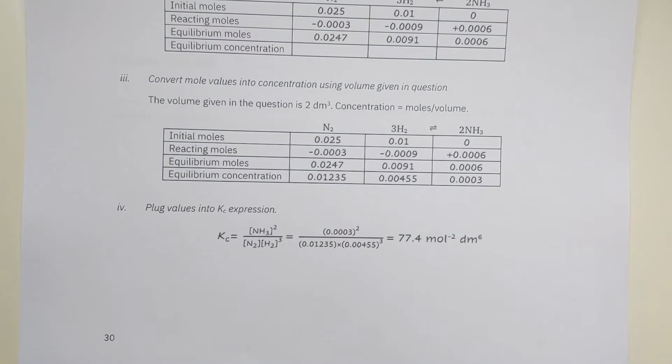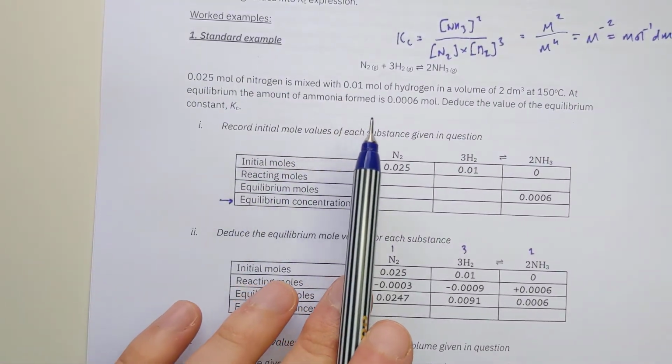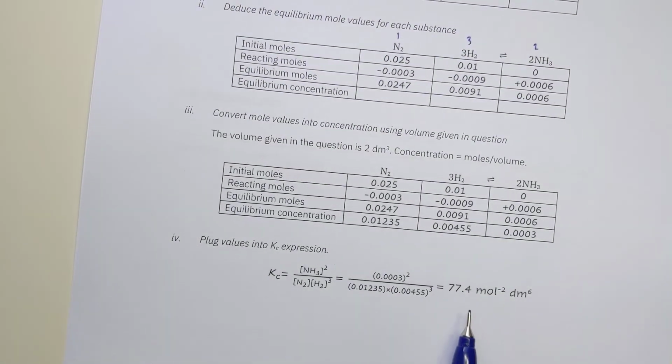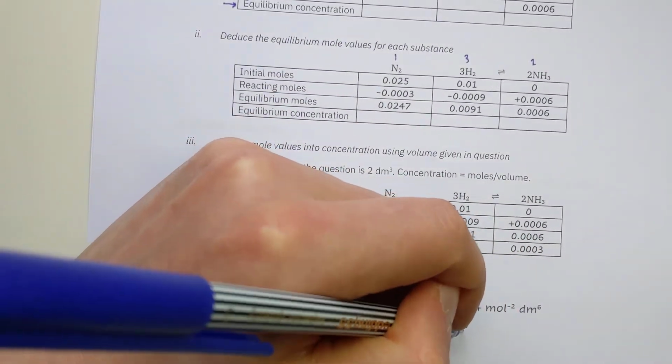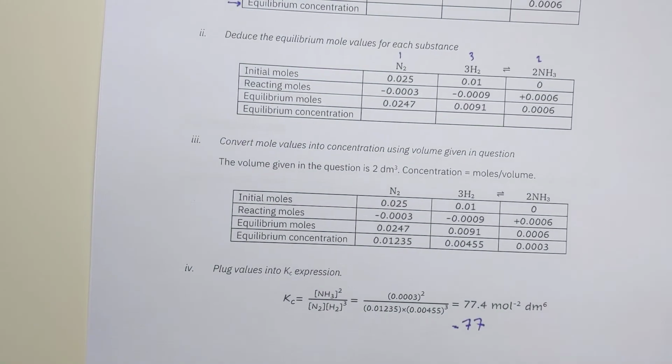In terms of significant figures, just thinking about the question, it does give me 2 significant figures, so probably maybe I left this a bit too detailed. Maybe I should have just given this as 77, so I have to be careful with them as well. But hopefully you follow the maths there.